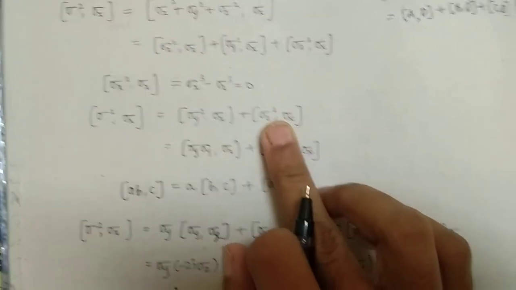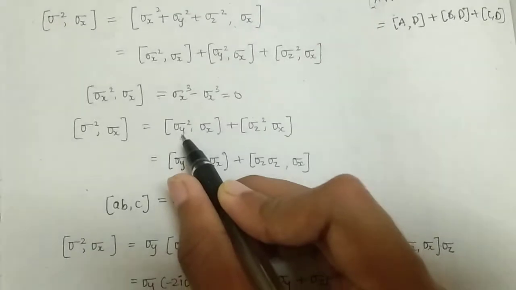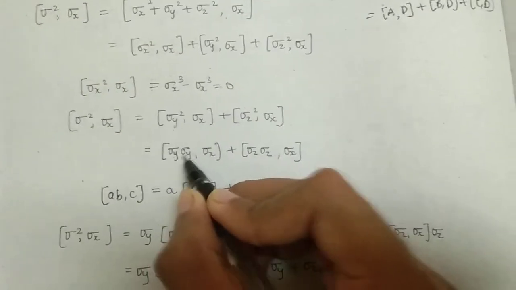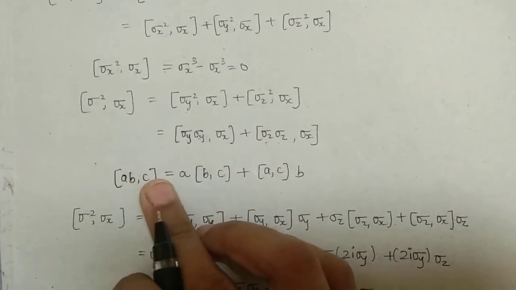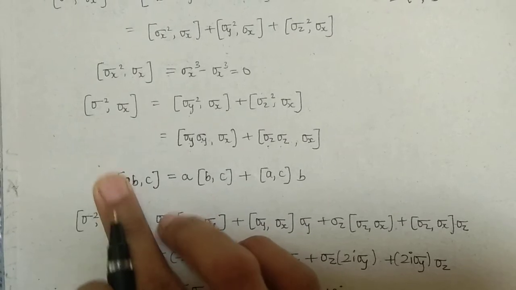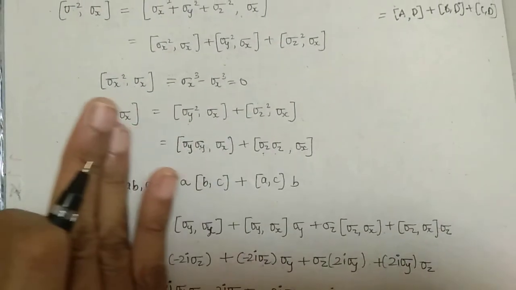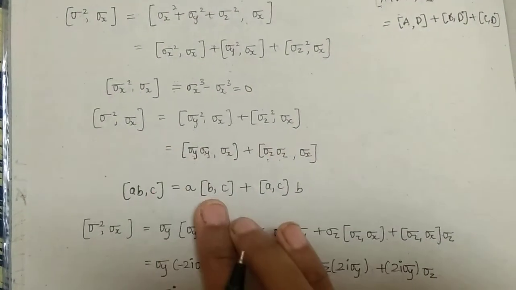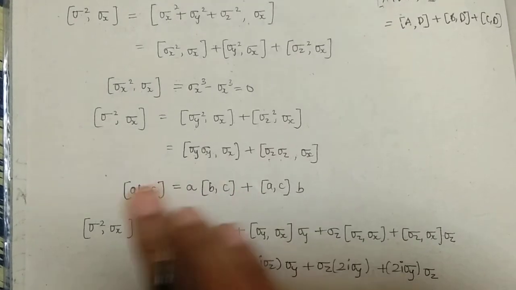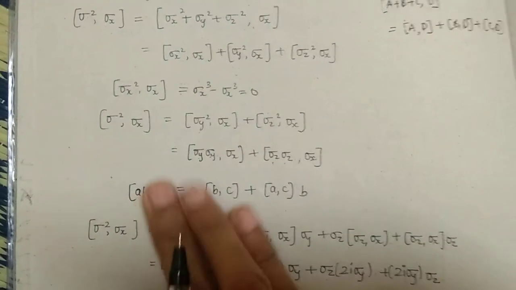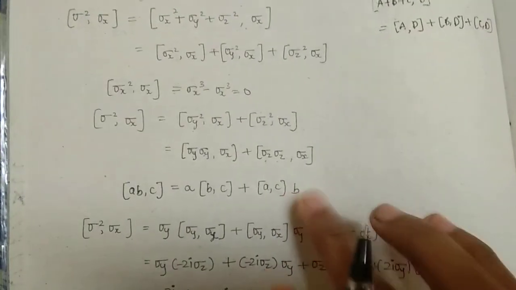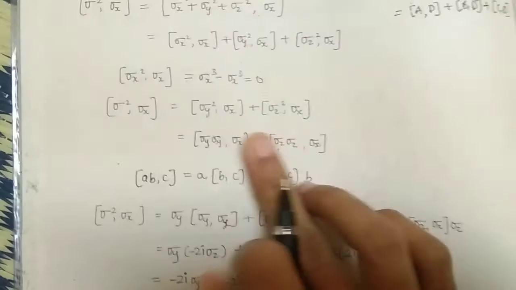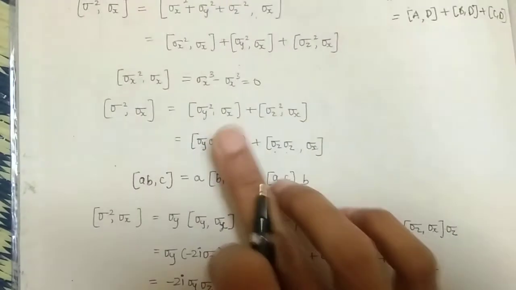So these are the remaining terms. So this sigma y square can be written in this manner, sigma y into sigma y. Here sigma z square can be written in this manner, sigma z into sigma z. And we know that commutation of AB comma C is nothing but, here A is on the left hand side, so we have to take it aside from the left hand side only. So A commutation of B C plus, here B is on the right hand side, we have to take this B aside. So A comma C, B. So based on this formula, now we have to apply this formula to this.